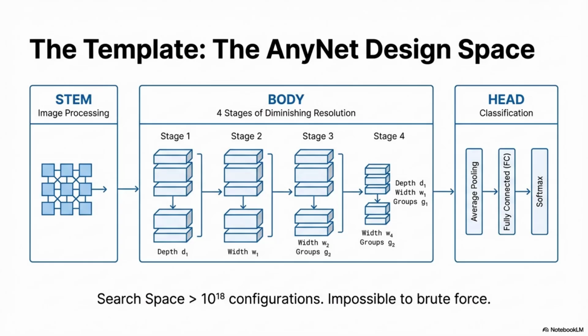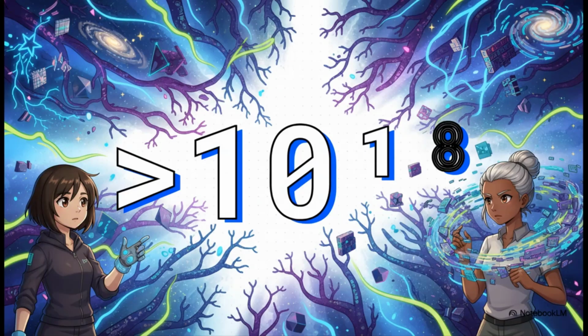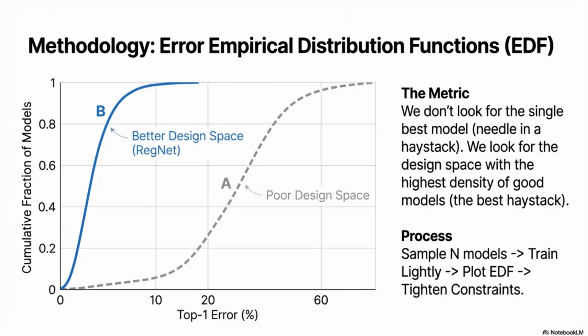And the size of this space is astronomical. We're talking more than 10 to the 18th possible network configurations. You could never, ever search through all of those with a brute force approach. It's completely impossible. So they came up with this brilliant metric. Instead of looking for the single best model, the proverbial needle in a haystack, they decided to look for the best haystack.